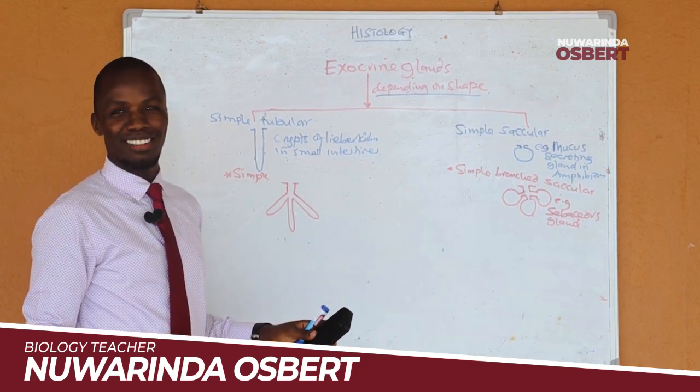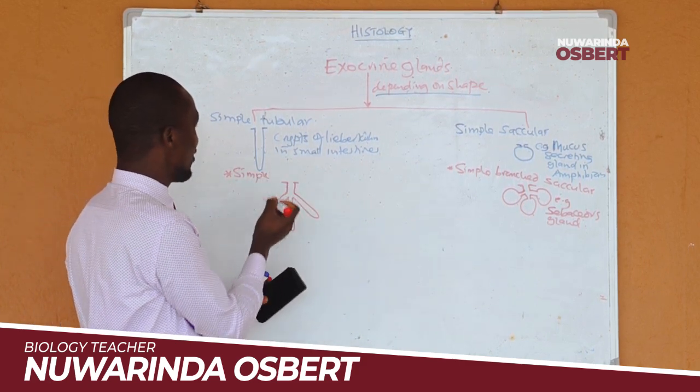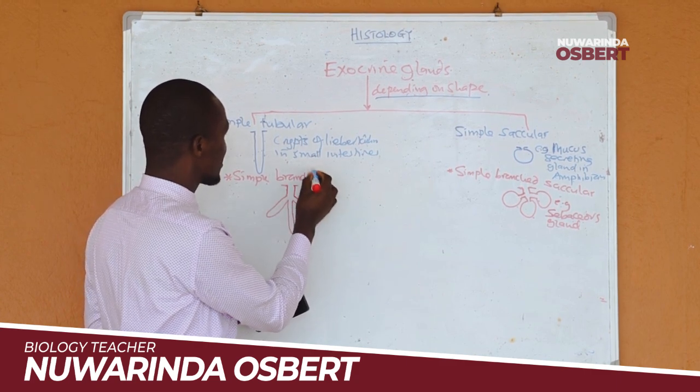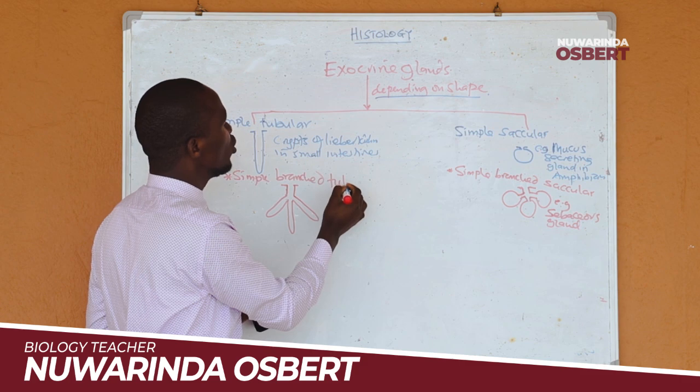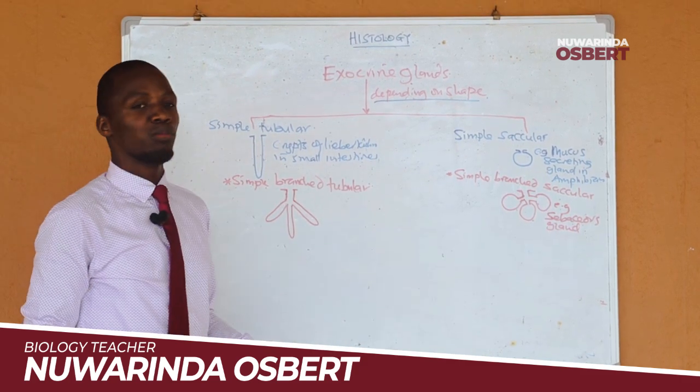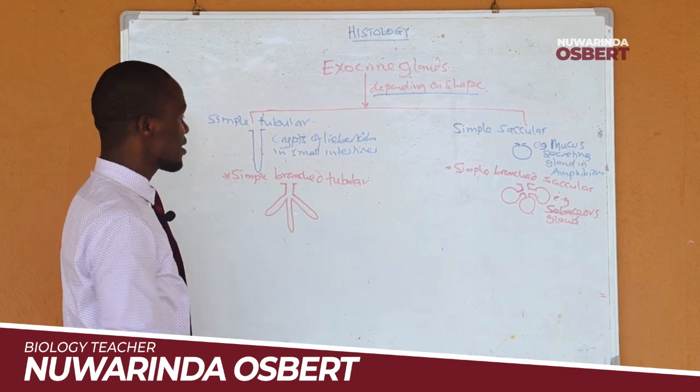Simple, say that next word. Yeah, that's simple. It is simple. Now it means this one is also simple branched. Simple branched, but what? But tubular. Yeah, simple branched, but tubular. Yeah, so this is how it is now.